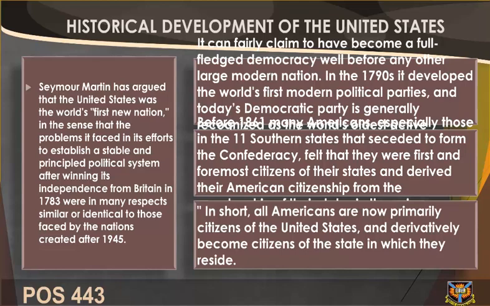Before 1861, many Americans, especially those in the 11 southern states that seceded to form the Confederacy, felt that they were first and foremost citizens of their states and derived their American citizenship from the membership of the states in the Union. In short, all Americans are now primarily citizens of the United States and derivatively become citizens of the state in which they reside.